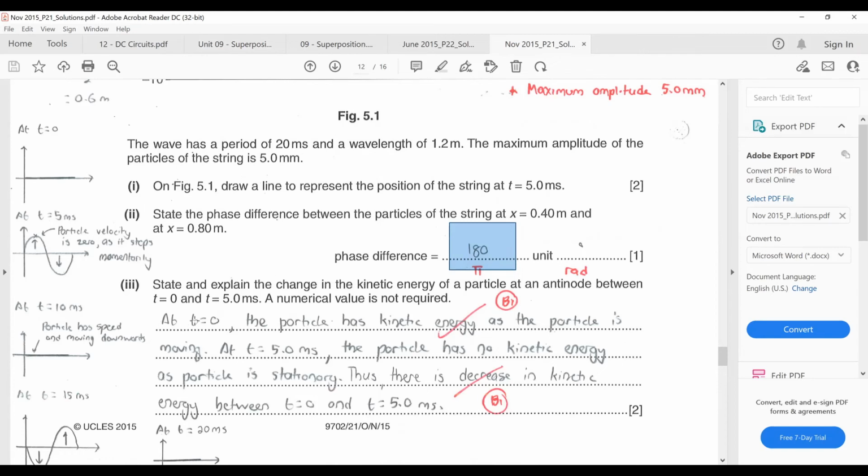Now for part 3, state and explain the change in kinetic energy of a particle at an antinode between 0 and 5 milliseconds. Numerical values are not required. State for us the change in KE of a particle at the antinode between 0 and 5. You don't need to do any calculation, you don't need to show any values.